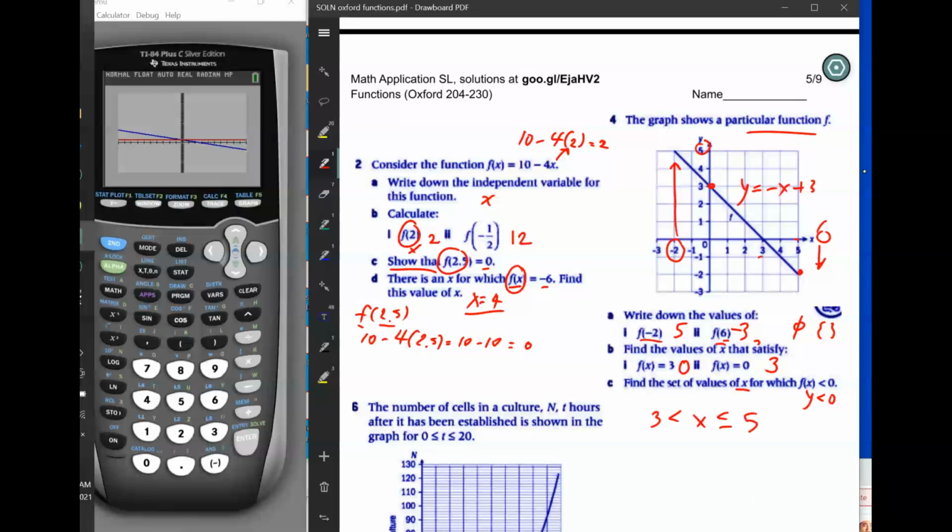Now, let's say that you wanted to go on forever. If you wanted to go on forever, you would just put that, right? You wouldn't put that x is also less than or equal to 5. Okay, let's move on.